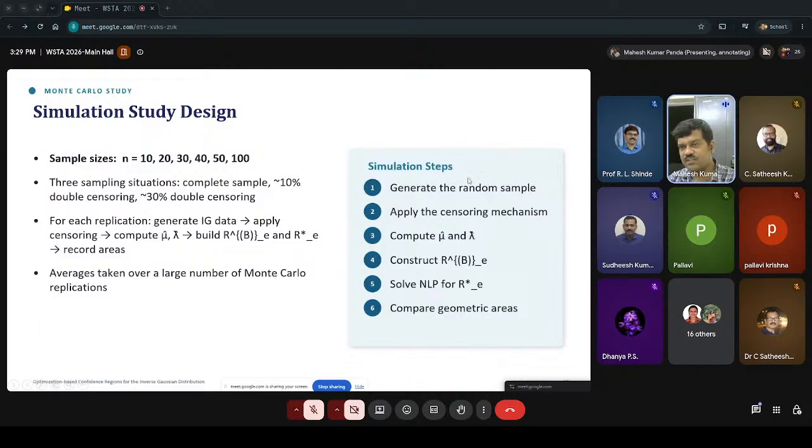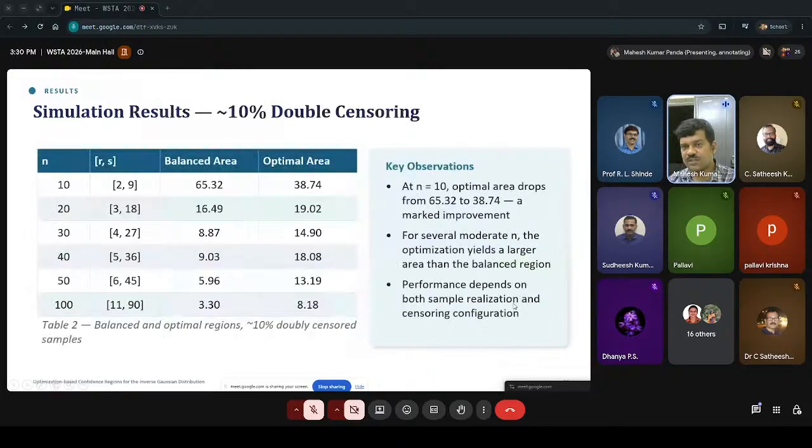So what are the simulation steps? Generate the random sample, apply the particular censoring mechanism, as we have seen, complete or 10% double censoring or 30% double censoring. Then you compute the mu and lambda, construct the balanced region, and then R star, and then compare the geometric area. So for the 10% double censoring, you can see when you take RNS, for different values of RNS, this is the balance area 65.32, where the optimal area is 38.74. And similarly, when you change the n, these are the values.